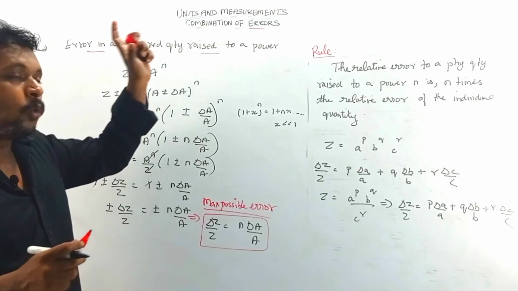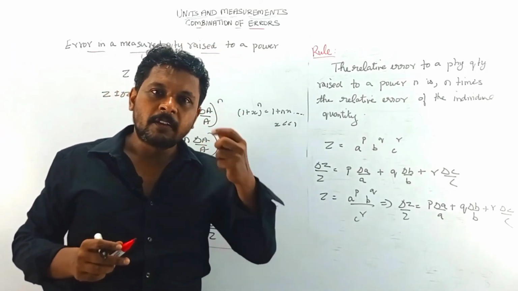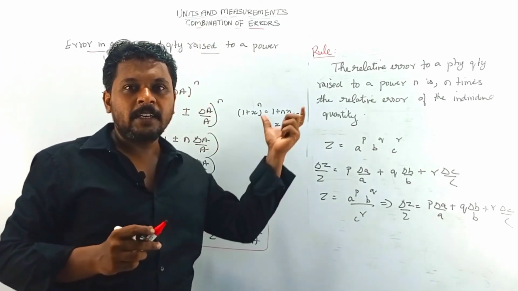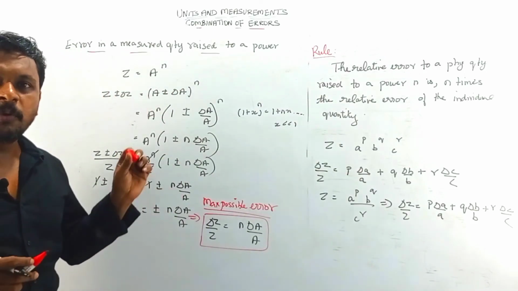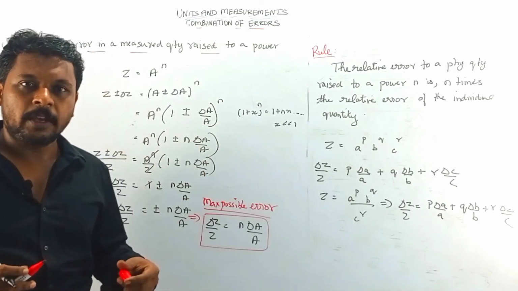So these are the rules for representing error in multiplication, division and a number raised to a power. These can be used to solve many problems. Okay, thank you.